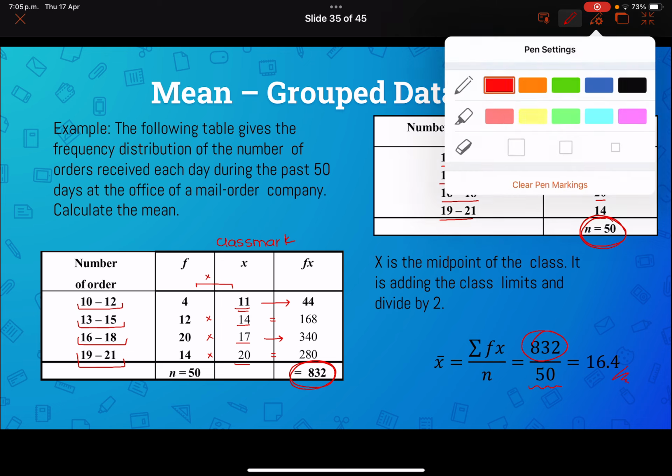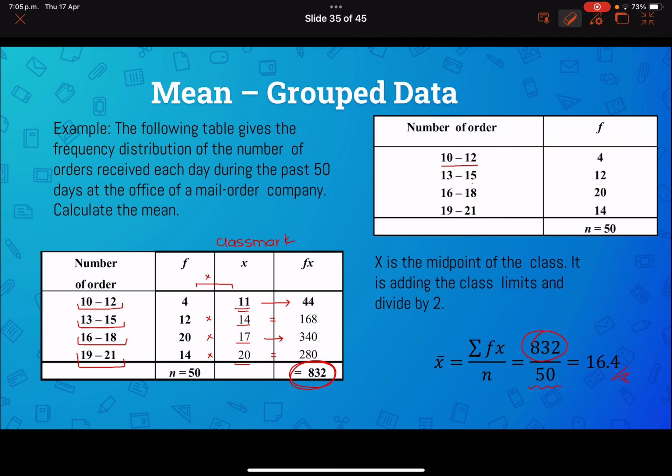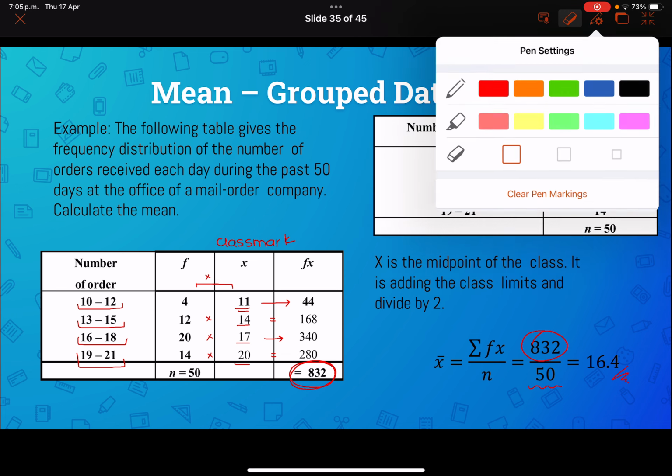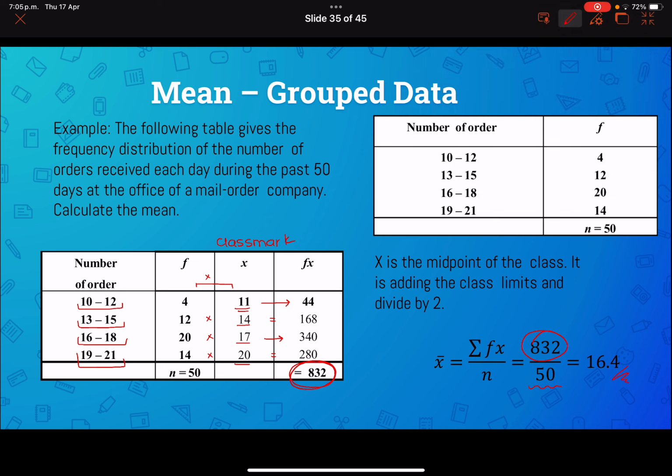And that makes a lot of sense because if you see in my frequency distribution table, the most orders are in this bracket. So it makes sense that the mean is somewhere in this bracket because that's where I have my most orders. So how can I interpret this? This means that most likely I will have 16.4 orders.